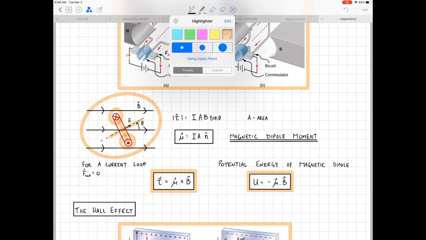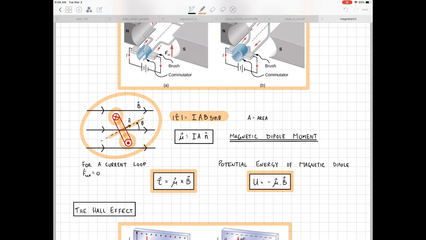So the torque then on the loop is this expression right here. This is essentially coming about from the force being I L cross B, and the A here is the area of the loop.